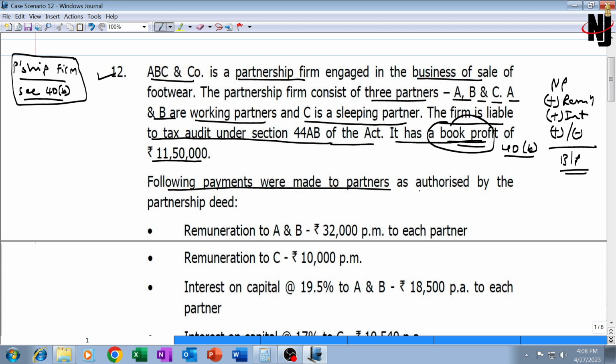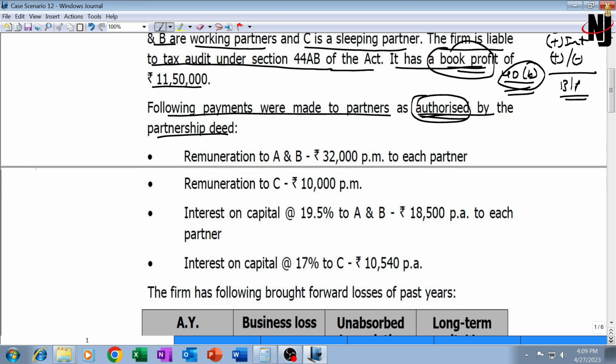Following payments were made to the partners as authorized by the partnership deed. Now we know pretty well that as per section 40 clause B, least of the three is allowed: amount actually paid, which is given down the line, or amount authorized by partnership deed, or amount calculated as per 40 clause B. So amount authorized by partnership deed and amount paid is exactly the same. It is given. Even if they would not have given this line to us, we would have had to make this assumption. You know pretty well.